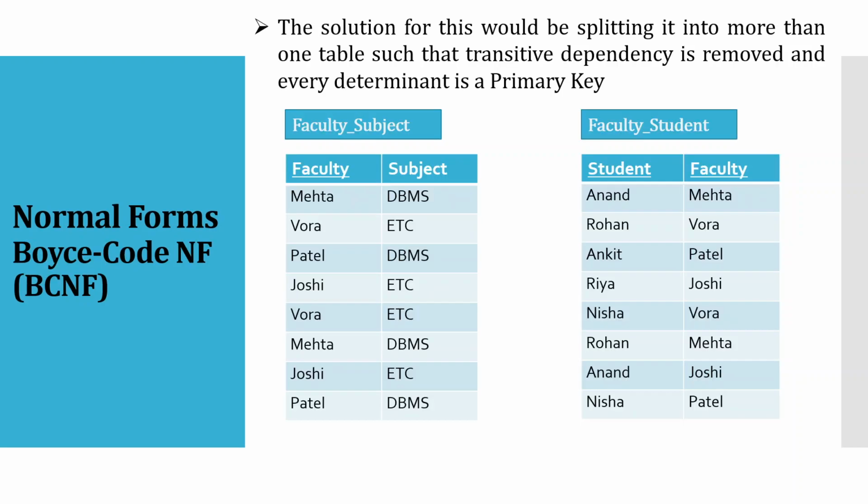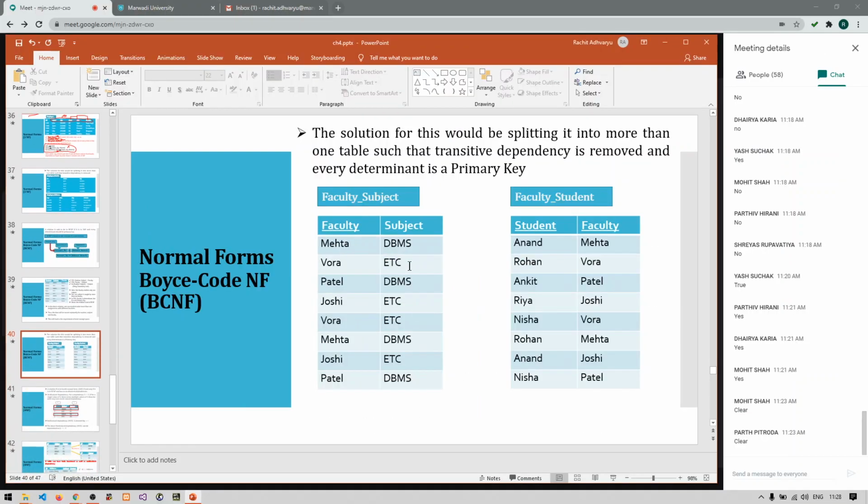So this is the solution for Boyce-Codd normal form. Clear with this? We have changed the primary key from subject to faculty. Student, we have kept as it is, but we have changed the primary key of subject to faculty. Clear with this, guys? Everyone? Any doubts? Anyone in this?